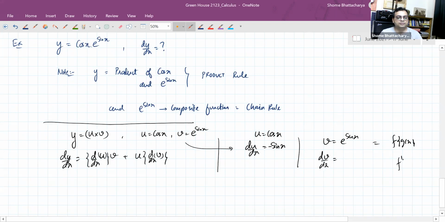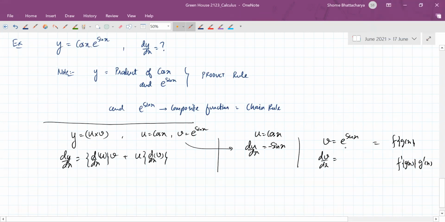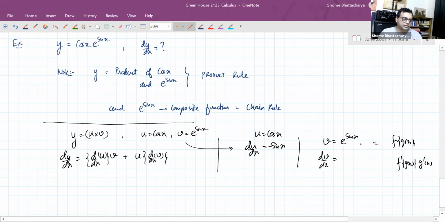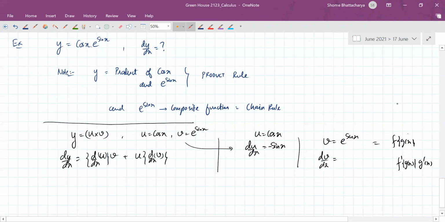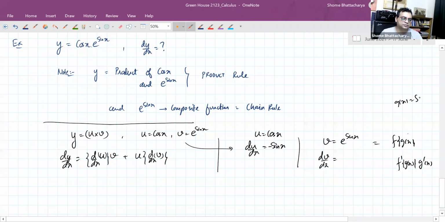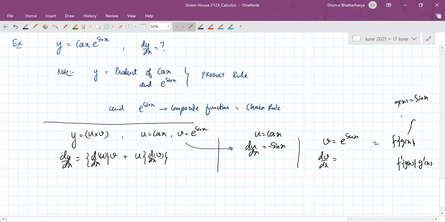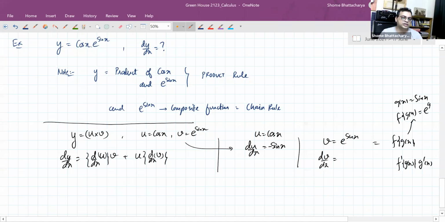So this will be f prime of g into g prime x. Now tell me, what is the f in this outer function? The outer one is the exponential, and the inside one is sin x. Yes, sir. So g x is sin x, and f of g x is therefore e raised to the power sin x.